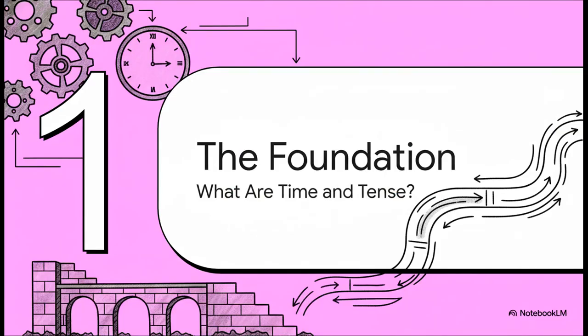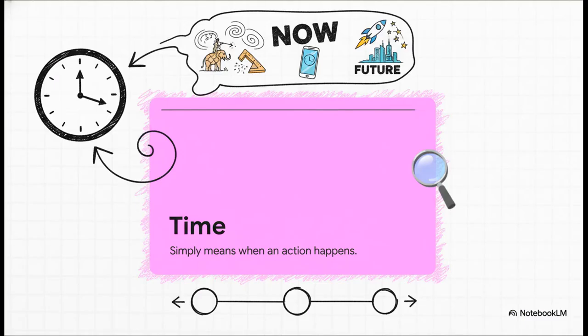Before we can build the whole house, we have to understand our two most basic building blocks: time and tense. Now, they sound super similar, I know, but trust me, they are not the same thing at all. First up is time. And honestly, this is the easy one. It's just a concept, not a grammar rule. It simply tells us when something happens. Is it happening now in the present? Did it already happen in the past? Or is it going to happen later in the future?